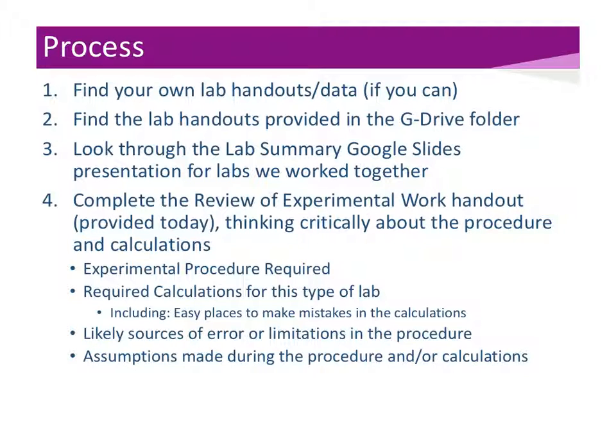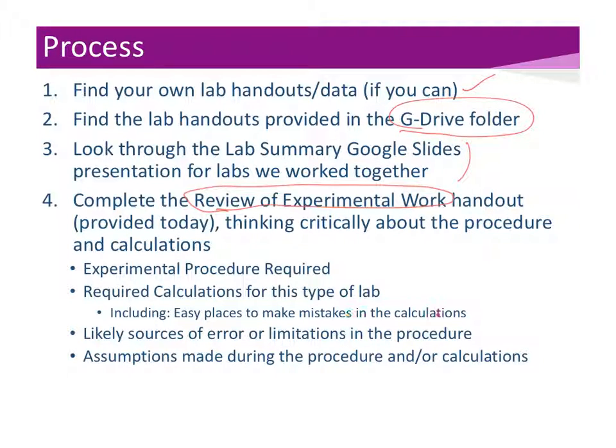So the process for this activity: you will complete the review of experimental work. Find your old lab handouts if you've got them, find your data, find the lab handouts provided in the Google Drive folder that I showed you the link for earlier, look through the lab summary, and complete the handout on the review of experimental work. It is provided today by the substitute, and it will ask you to consider 4 different areas about each lab we've done. One is, what was the procedure? It doesn't need to be step by step, but kind of summarize what was the procedure you did. What were the required calculations?